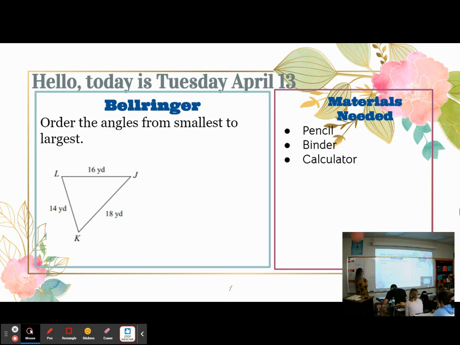Make sure you pay attention to whether or not they're wanting the angles or the sides. So here they say order the angles, so make sure you did the angles. And also remember when you name a side, like if I was going to name LJ, you use 2 capital letters and put a line above it. That's all the way back from chapter 1.